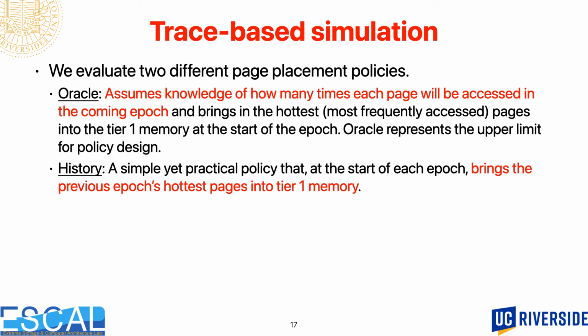To prove the validity of using A-bit and IBS together, we performed a trace-based simulation. In this experiment, we evaluate two different page placement policies. Oracle is a policy where the application has knowledge of how many times pages will be accessed in the coming epoch. This represents the upper limit for policy design. History is a simple policy that brings the previous epoch's hottest pages into Tier 1 memory.